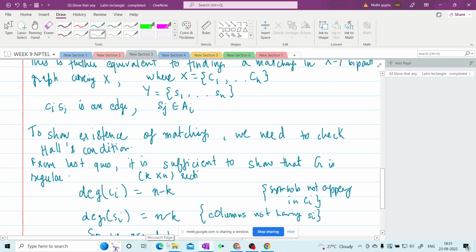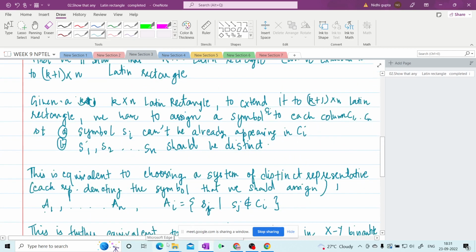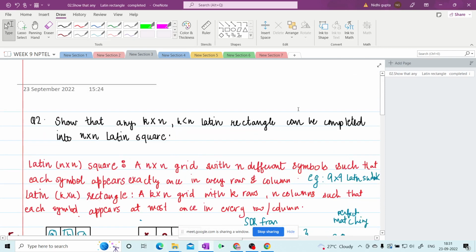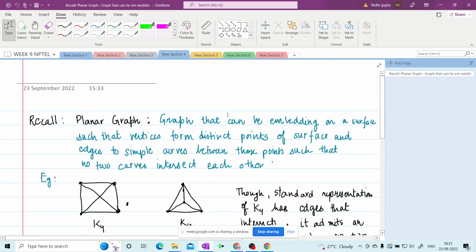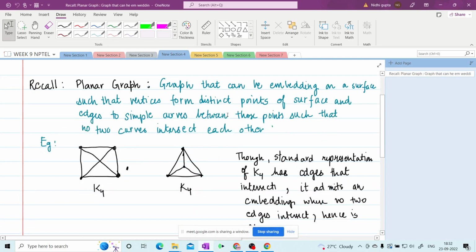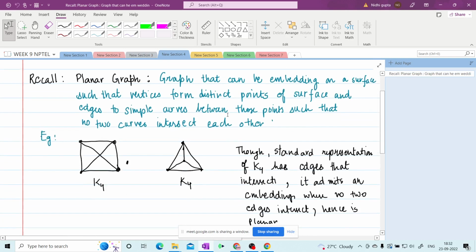So this was also an application of Hall's marriage theorem. Okay. Now next, let's discuss some problems on planar graphs. Before that, let's recall what a planar graph is.